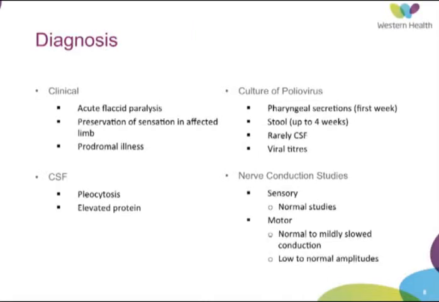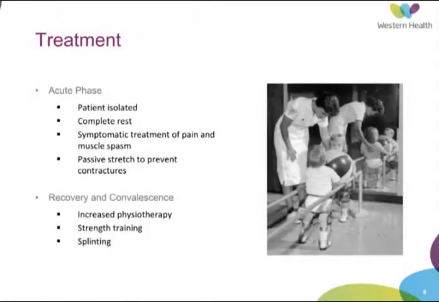So the treatment in the acute phase is patient isolation so as to prevent spreading of it. Complete bed rest, and this has come about because they've shown that the harder you work a muscle in that acute phase, the more damage you do. So symptomatic treatment in terms of analgesia and muscle spasm, but also starting early passive physio to prevent contractures. During the recovery and the convalescent phase, there's increased physiotherapy and strength training and the use of calipers or splinting, not only to prevent contractures, but also to allow physio to occur.